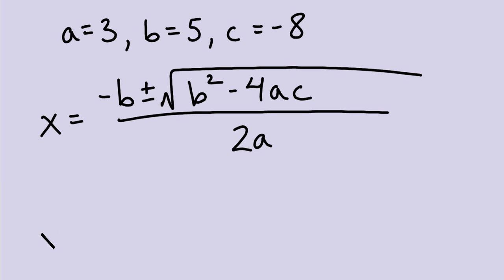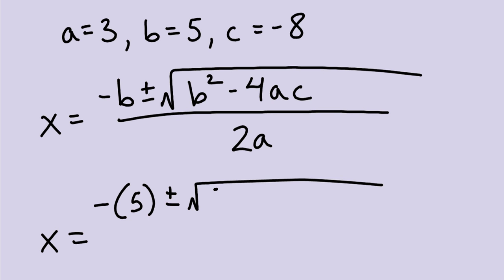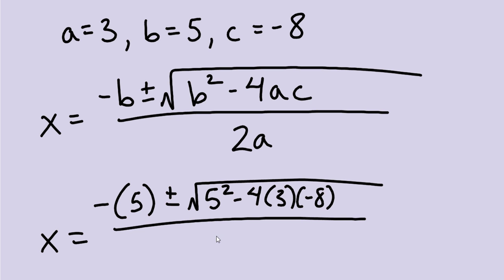Here we go. Dropping in, wherever I see an A, I put a 3. Wherever I see a B, I put a positive 5. Wherever I see a C, I put a negative 8. So this is negative of B, which is positive, so negative of a positive 5. That'll end up being a negative 5, but we'll do that in a moment. Square root of 5 squared minus 4 times A, which is 3, times C, which is negative 8, all divided by 2 times 3. So when I drop everything in, it looks like that.